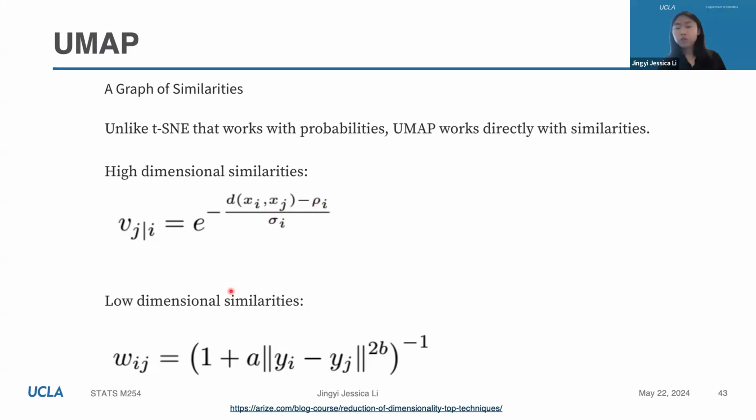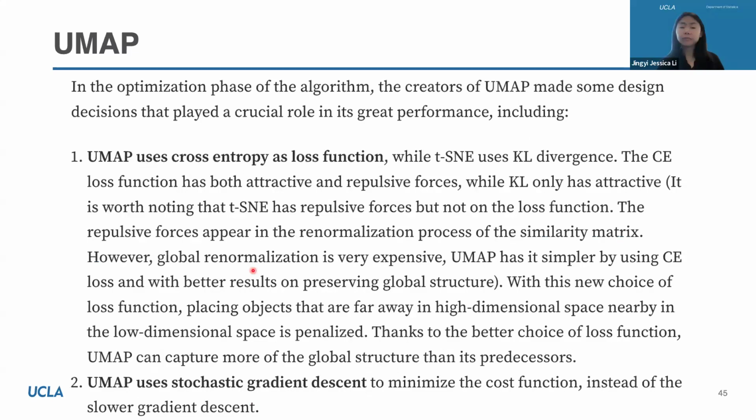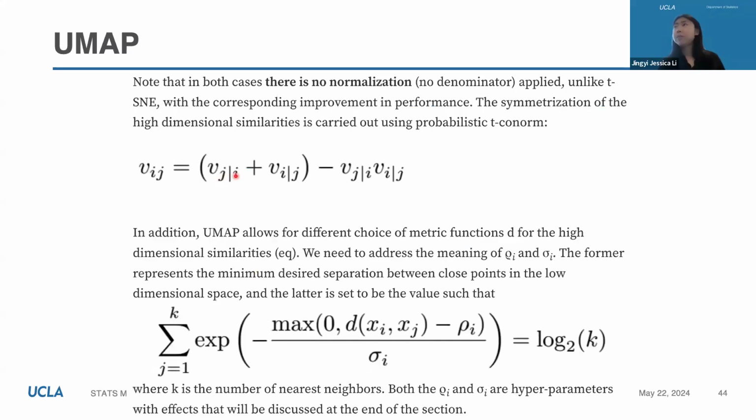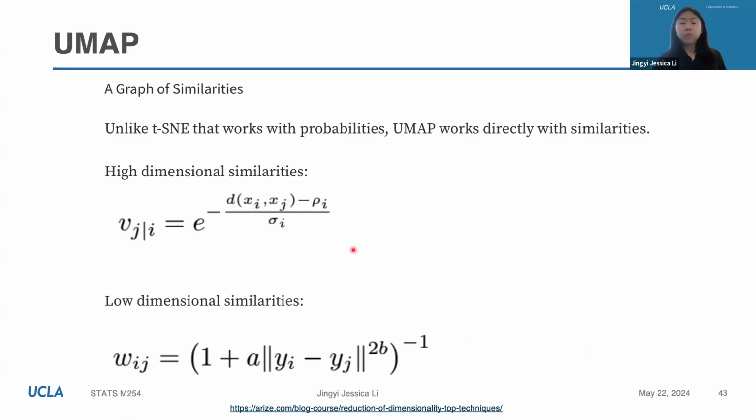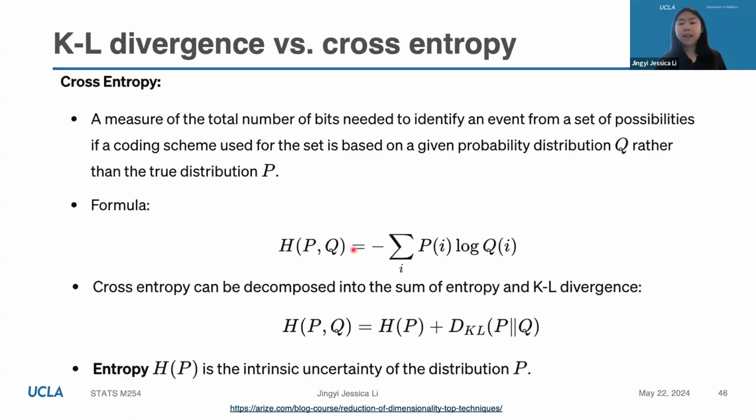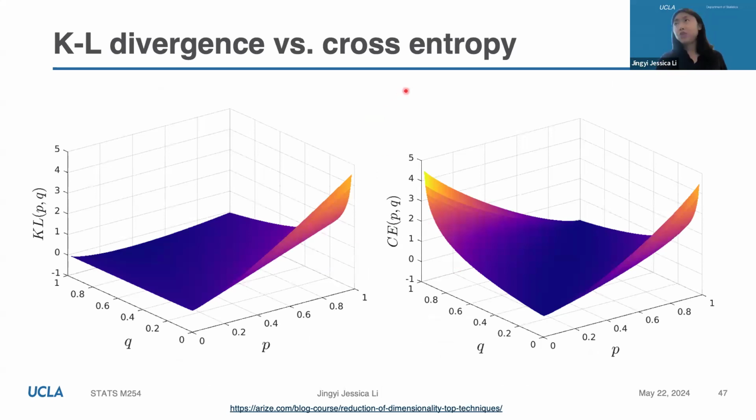You work with similarities and you try to preserve the pairwise similarities in the low dimensional space. It uses the similarity of j given i and i given j, which will be symmetrized. It also uses this kind of idea to help determine sigma i, very similar to perplexity, but the formula is based on its own similarity formula. The key difference, which I'll come back to again, is the use of cross entropy as the loss function instead of KL divergence.